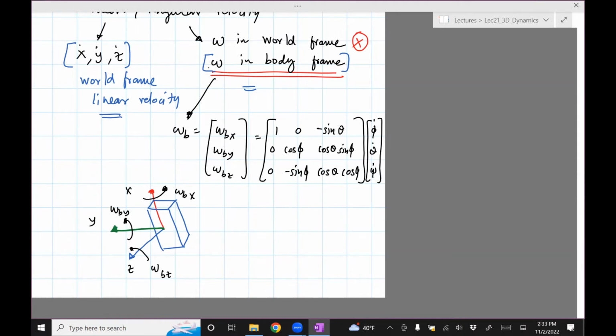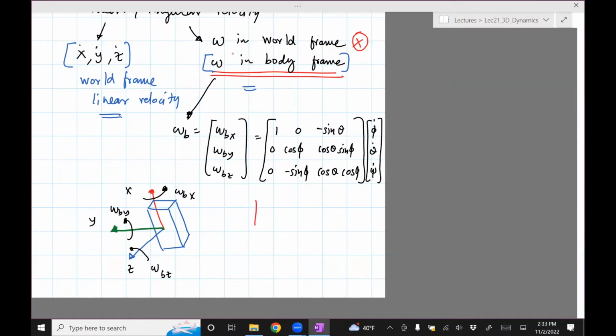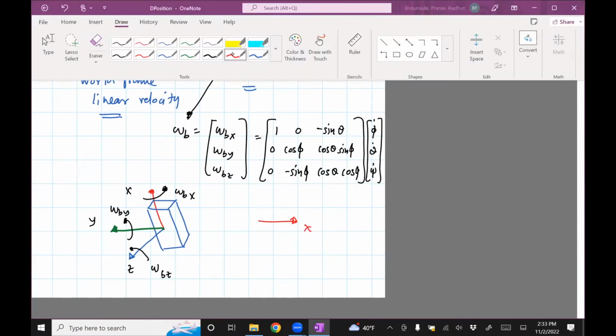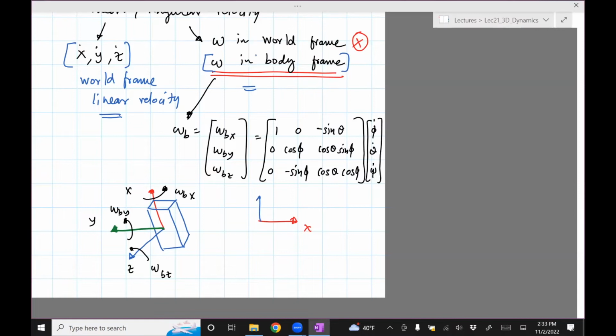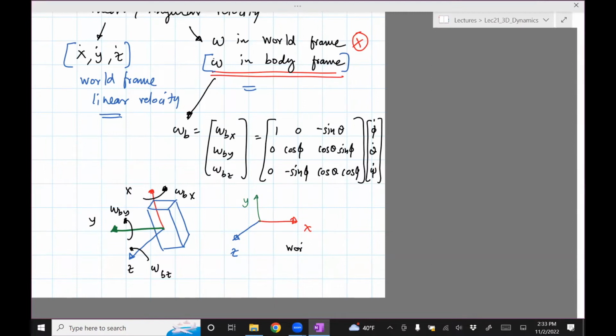In other words, the angular velocity in the frame attached to the body and rotating with the body. On the other hand, if you look at the world frame, this is the world frame, and the world frame is fixed. As the body rotates, the world frame doesn't move, but the body frame does. So the angular velocity of this body in the frame of the world is the world frame velocity.